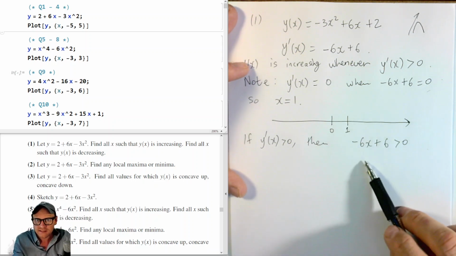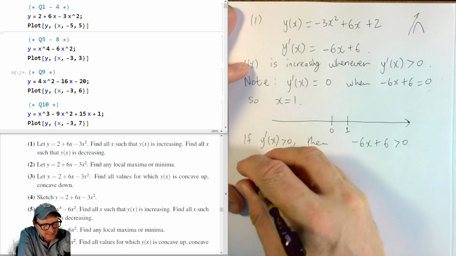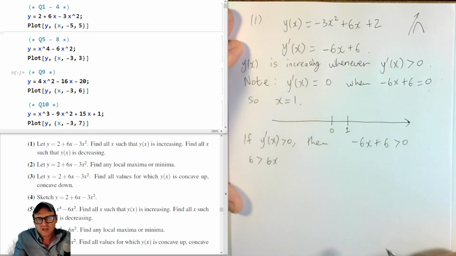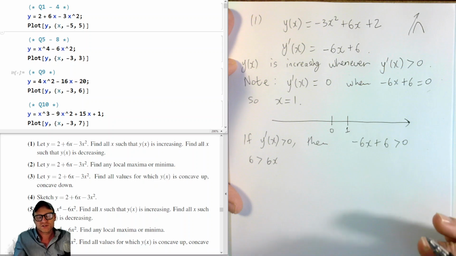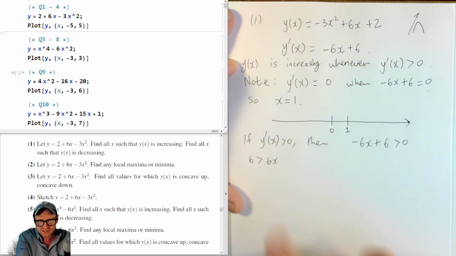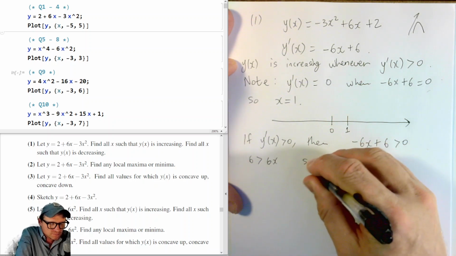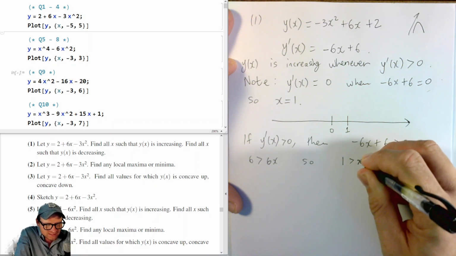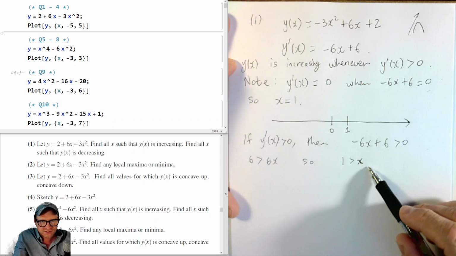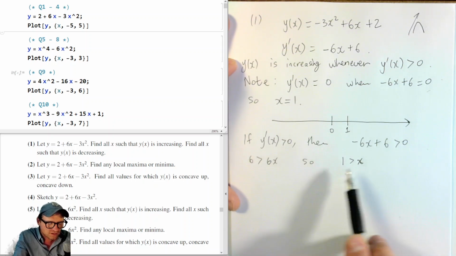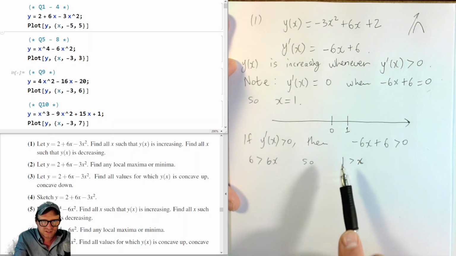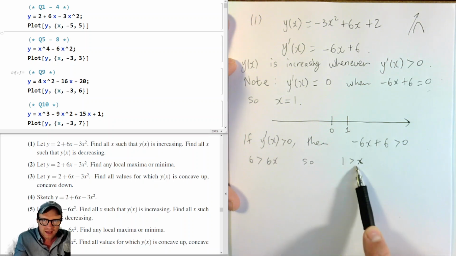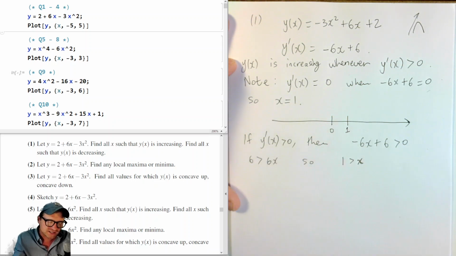Let's do that. Let's add 6x to both sides. Adding 6x to both sides, we have 6 is greater than 6x. Then multiplying both sides by 1/6, which is positive, and so it retains the direction of the inequality, we get 1 is greater than x, or x is less than 1. Now this goes the other way too, right? We have an if-then, but it also works the other way. If x is less than 1, then y dash is positive, because you can do algebraic things to this inequality and get y dash is positive.